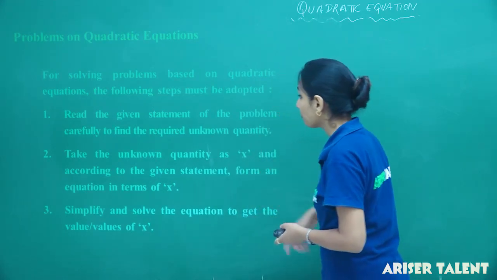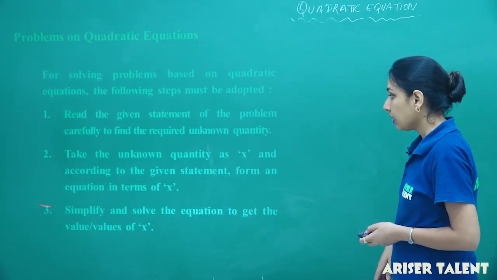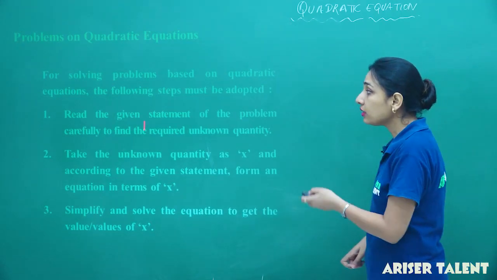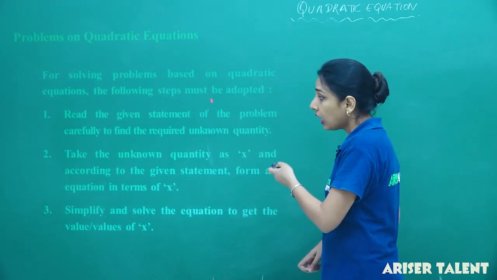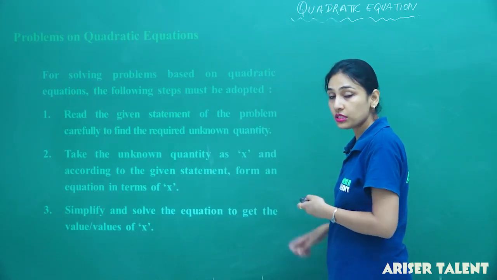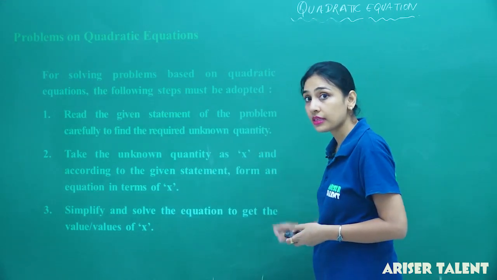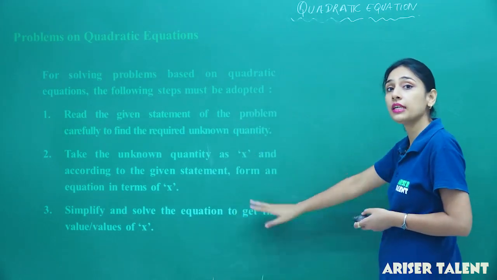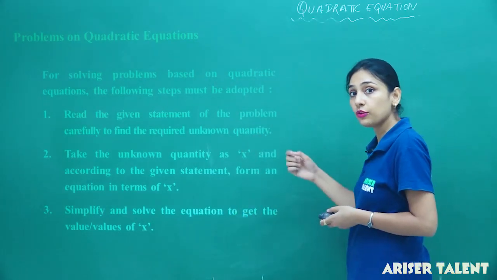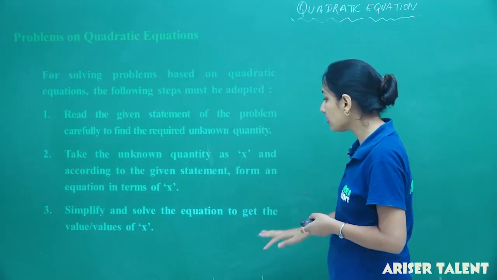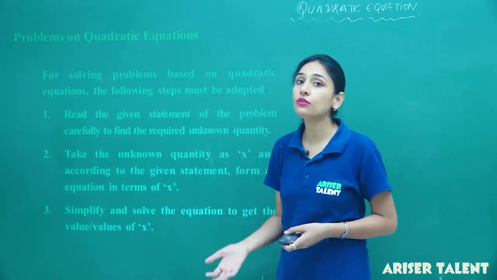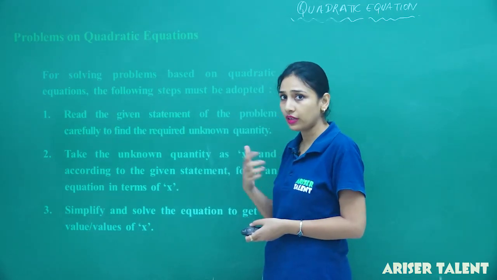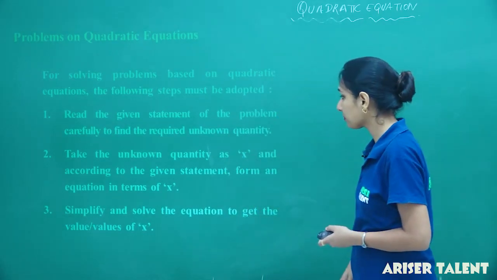Now, simplify and solve the equation. Now you have the equation. These two steps are new only. You just have to understand what the examiner is saying, what the question is saying. Now, you are having this equation at the end of the steps that you have done, and you know what to do with these kinds of equations. Very well, I have taught you here, right?